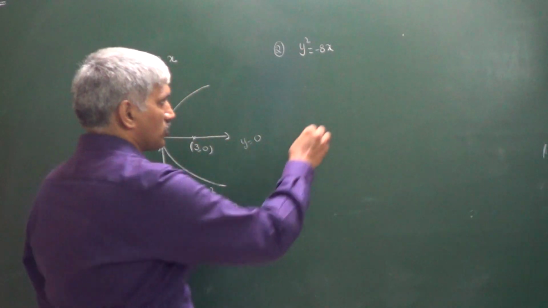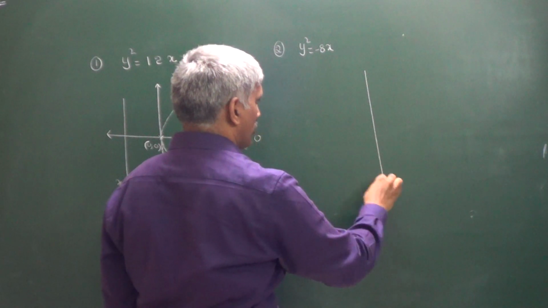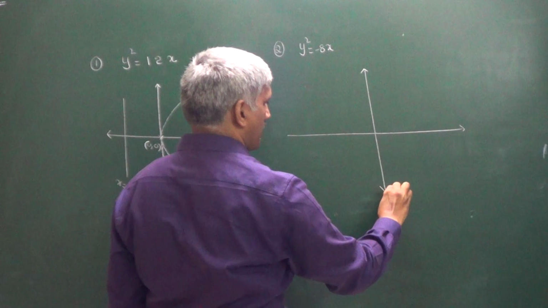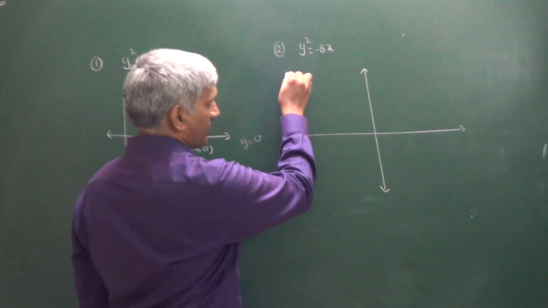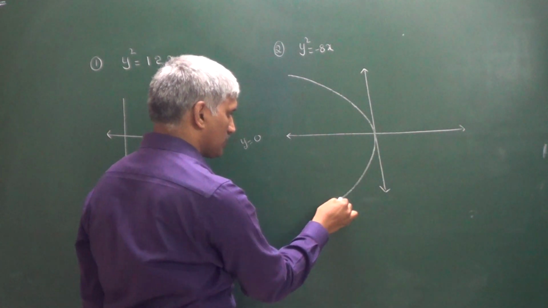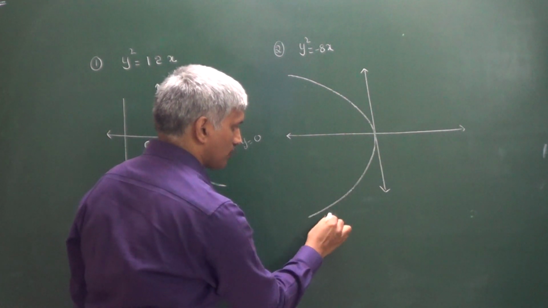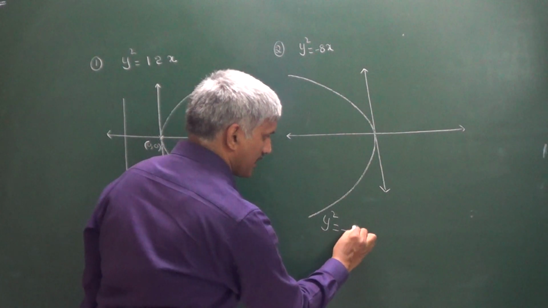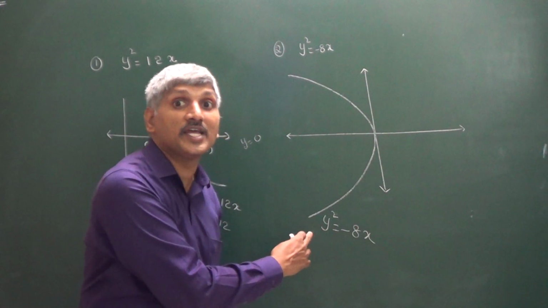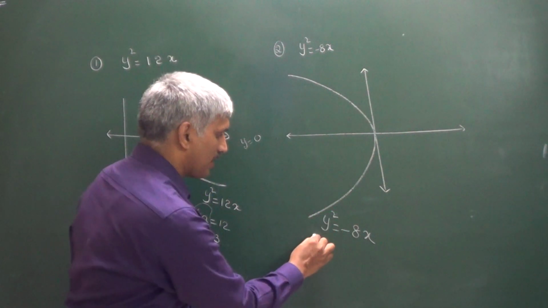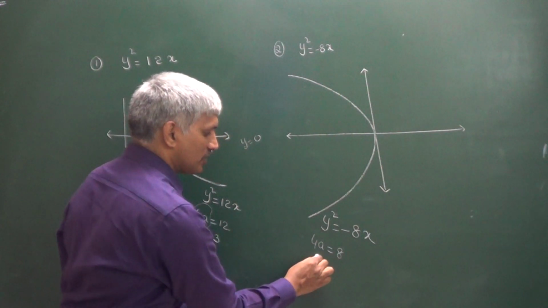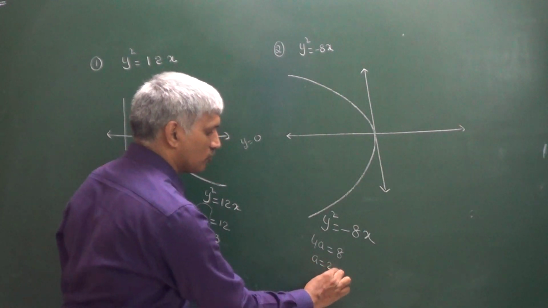So y square is equal to minus 8x. I hope everyone knows how to draw the parabola y square is equal to minus 8x, on the negative side of the x-axis. It is in the form y square is equal to minus 4ax. What is the 4a here? 4a is equal to 8. Therefore, a is equal to 2.